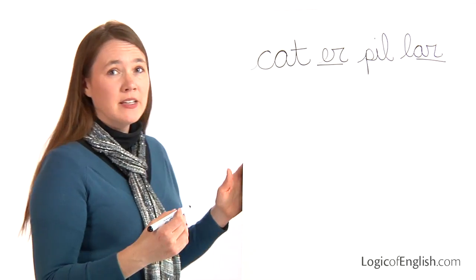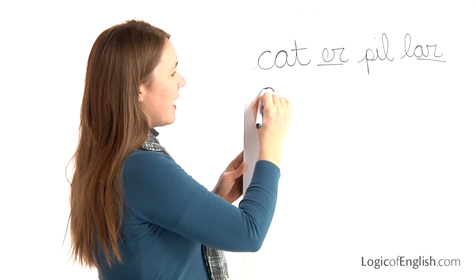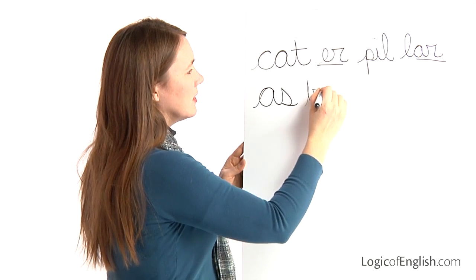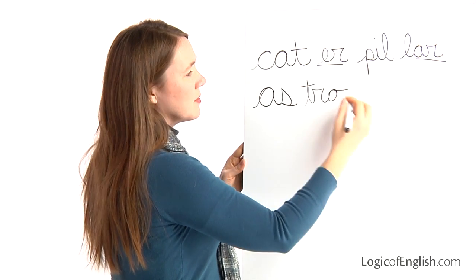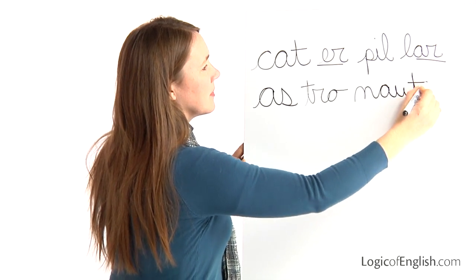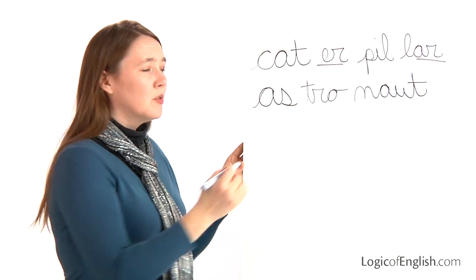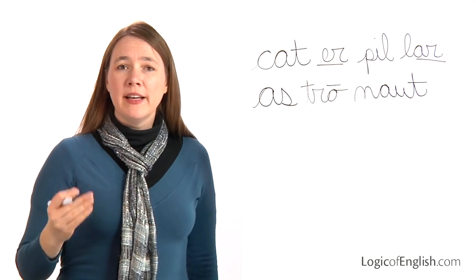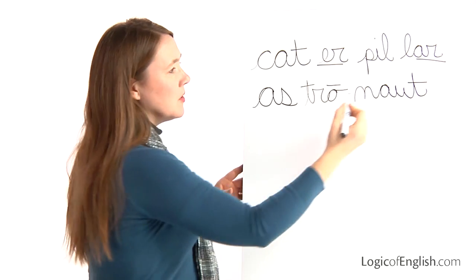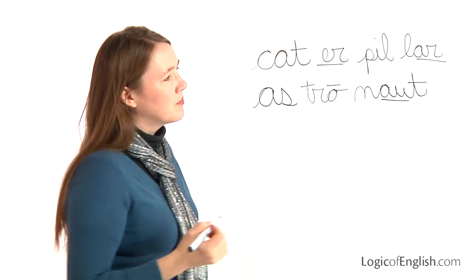And now help me to write it. The first syllable is ass. The second syllable is t-r-o. The third syllable is not, n-aw-t. And how will we mark it? We'll put a line over the O. Why? A, E, O, U usually say their names at the end of the syllable, and we'll underline the aw.